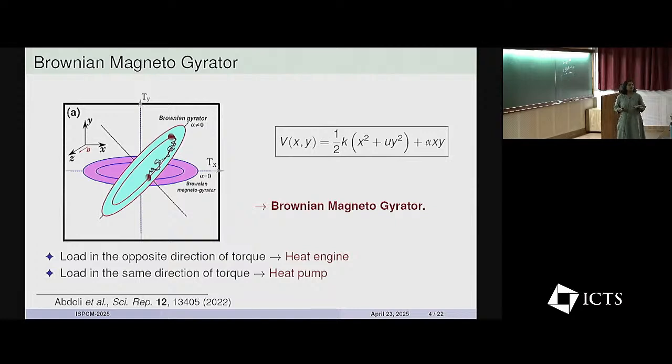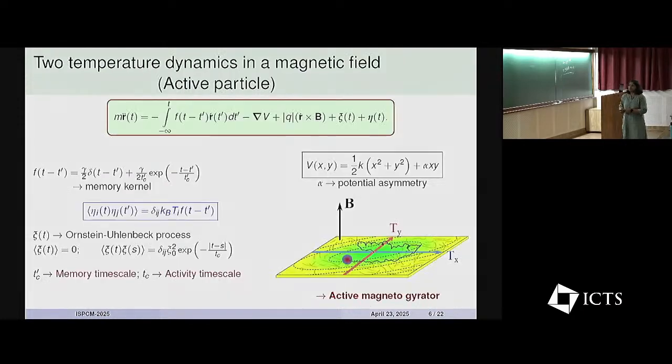So what we took interest in is to investigate a similar kind of system, but considering the motion of an active particle instead of a passive particle. What will happen? This is because activity can add an additional layer of control over the duration of activity and the performance characteristics of such systems.